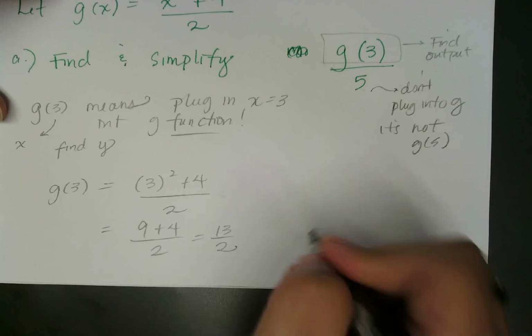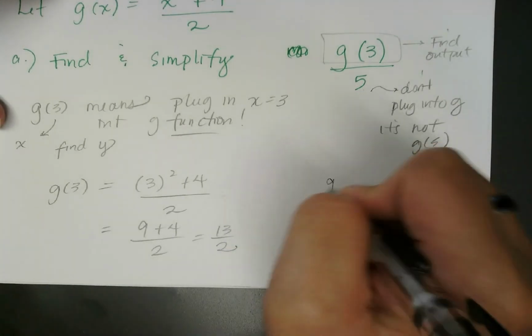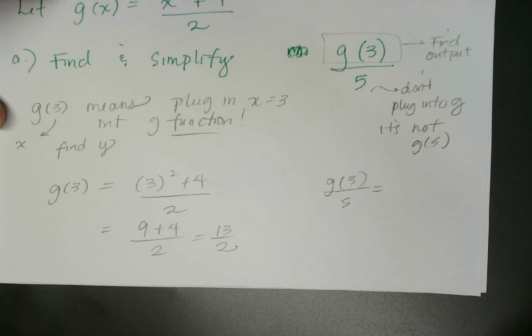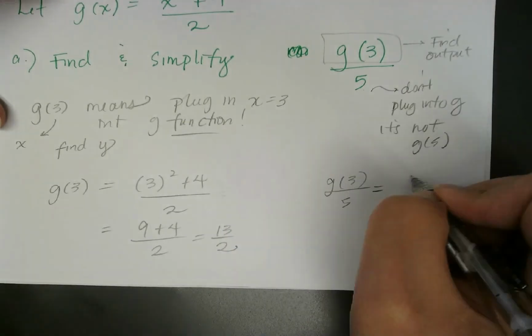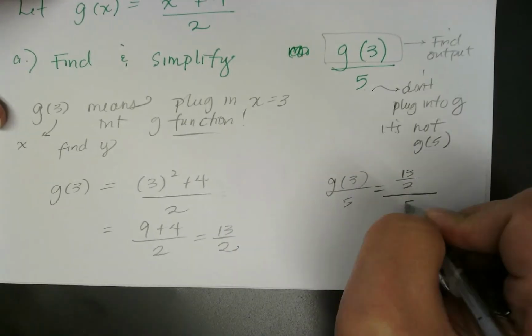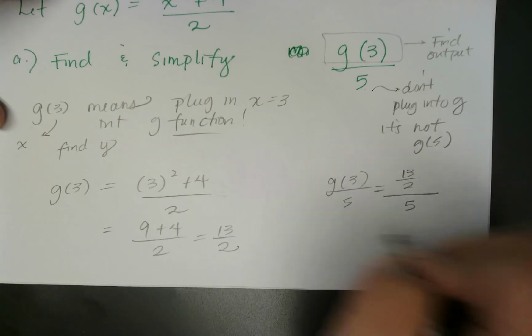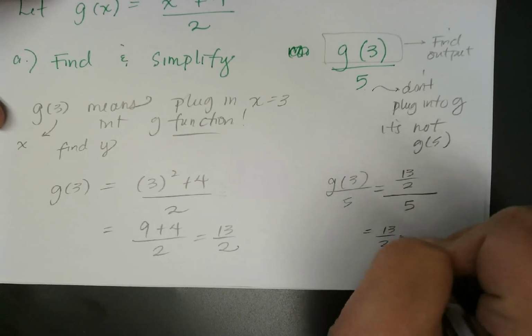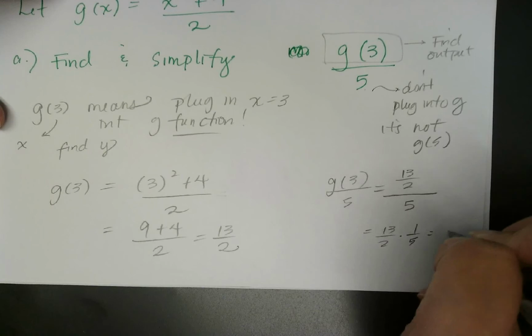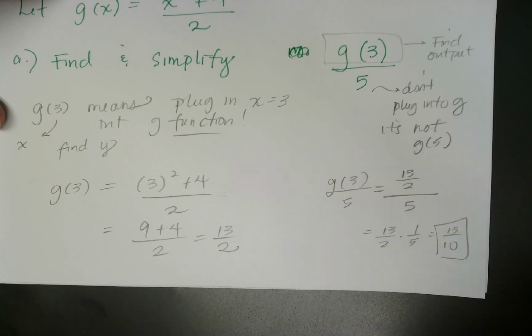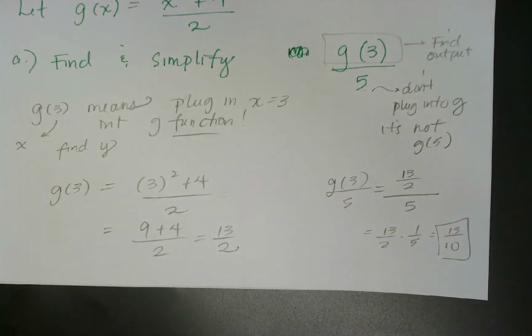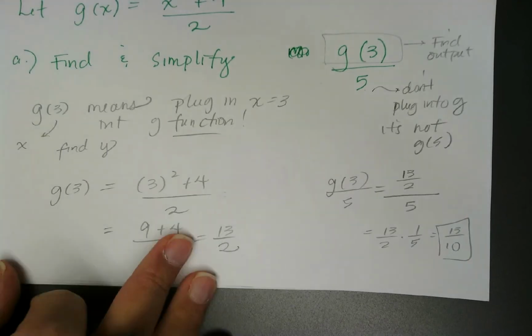So I think that was Alex that said, alright, G of 3 over 5 is really equal to 13 over 2 over 5. Okay. So that's 13 over 2 times the flip, 1 over 5. That is equal to 13 over 10. So just inputs and outputs, getting used to functions, all that stuff. So that's that expression. Find and simplify. So you got to know what these symbols mean so you don't confuse them.